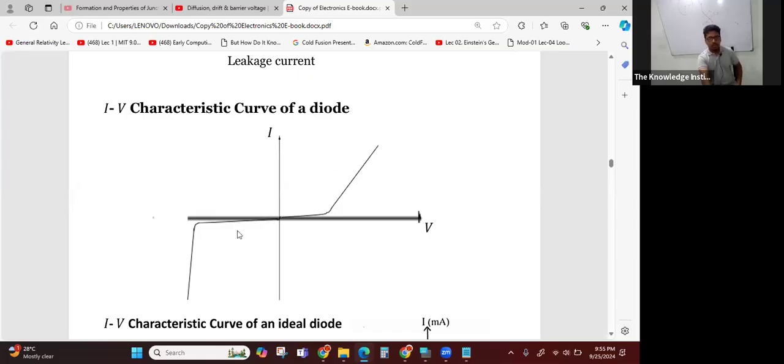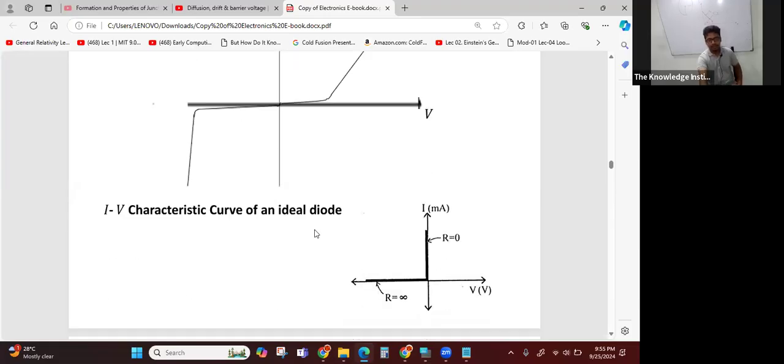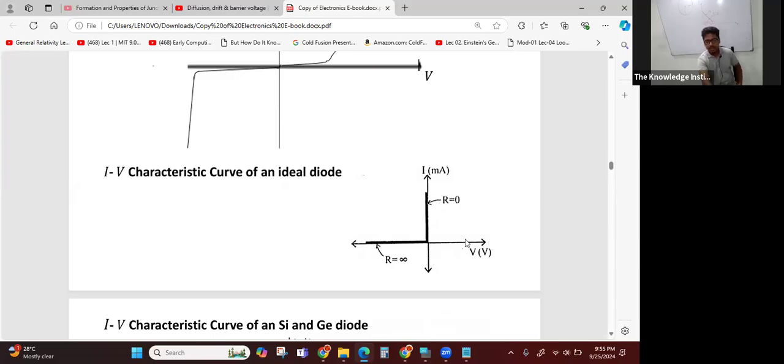So this is for real diodes, and then let's see how it looks for the ideal case. So in the ideal case, in forward bias, there is no potential barrier of the junction, only the current I will be increased.